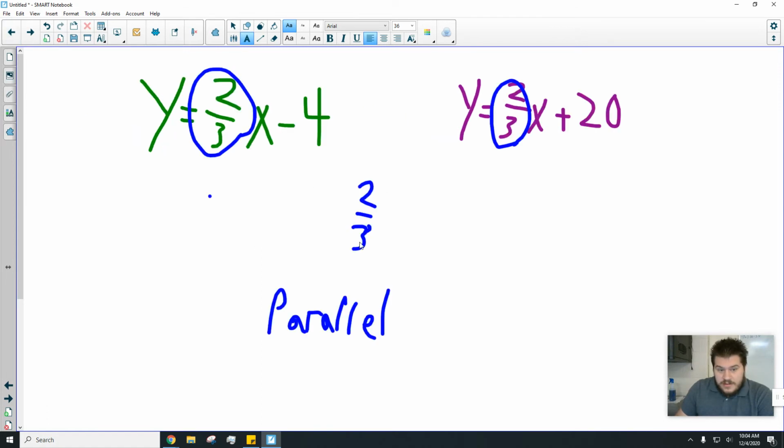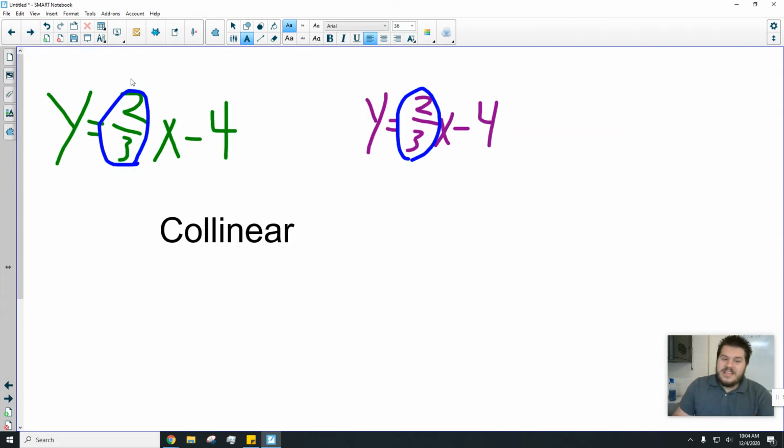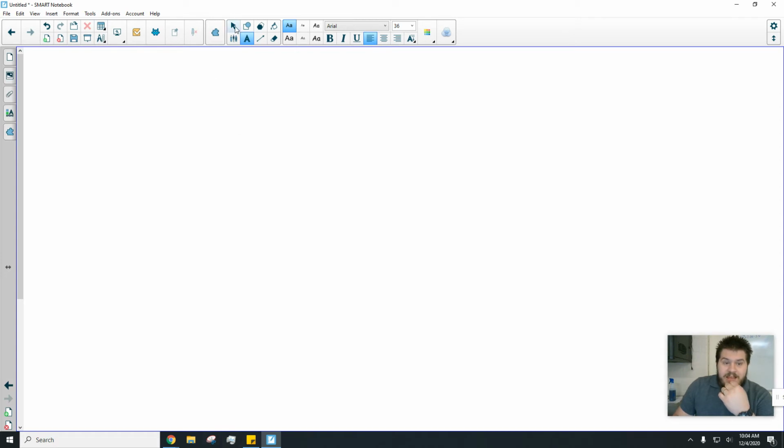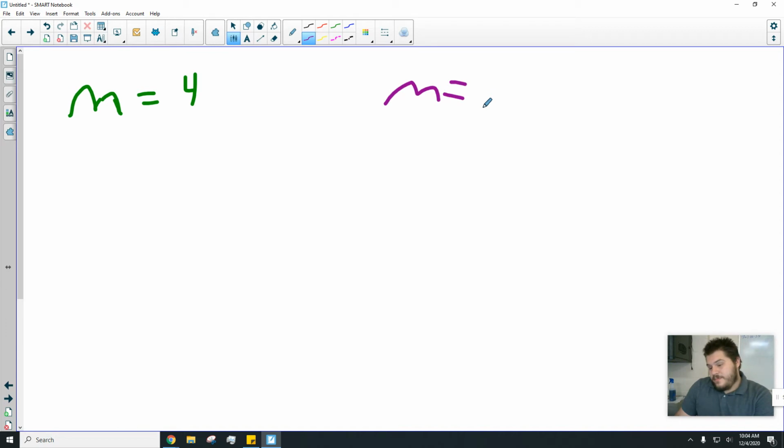We're focusing on this. Basically, if the slopes are the same, they're parallel, with the exception of when the intercepts are the same as well. Now, technically speaking, I could just say line 1 has a slope of 4, and what is the slope of line 2?